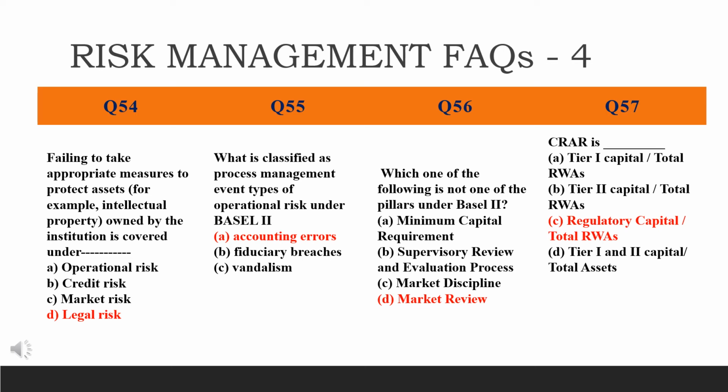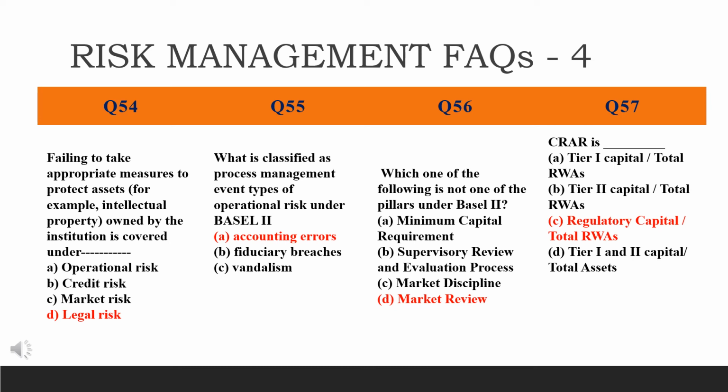Then the transaction capture and execution is one of the subtypes under this EDPM. Thus the accounting errors fall under this subcategory. Fiduciary breaches and product defects too are operational risk events, but they fall under the main category claims. Understood the difference, friends? Accounting errors fall under this subcategory, the EDPM subcategory. Thus the answer is accounting errors.